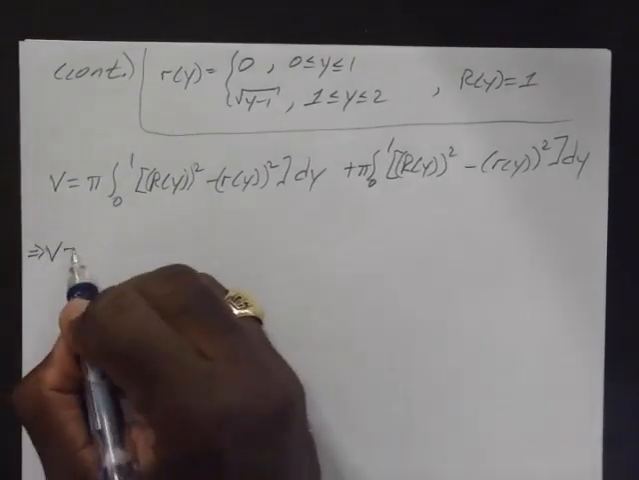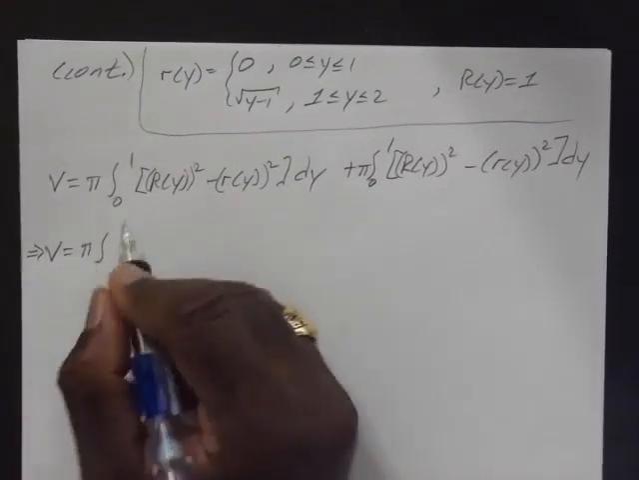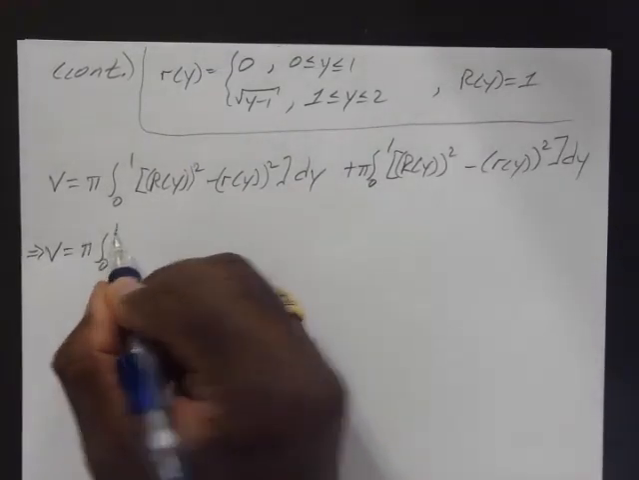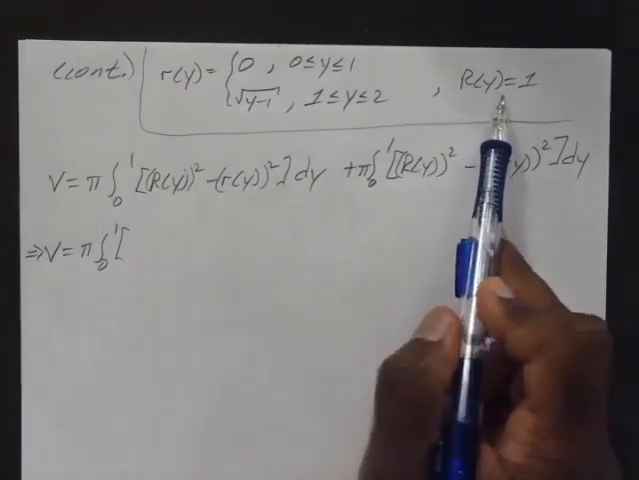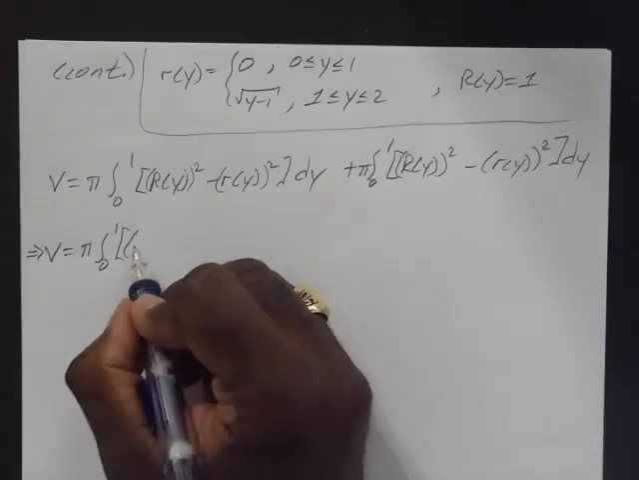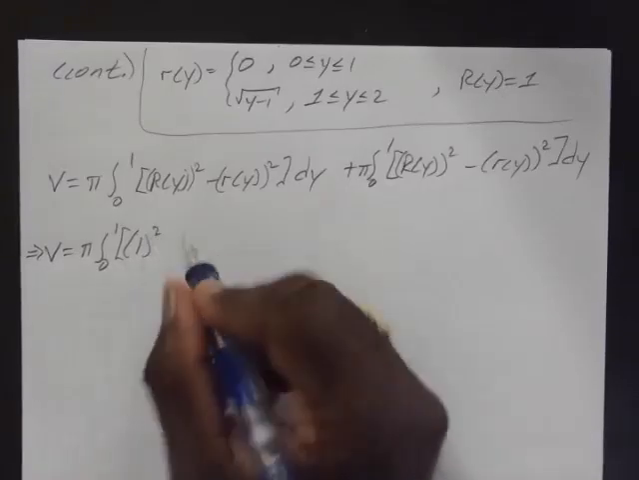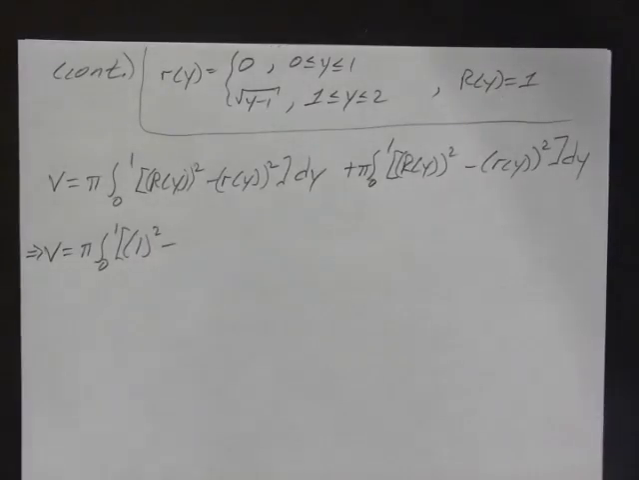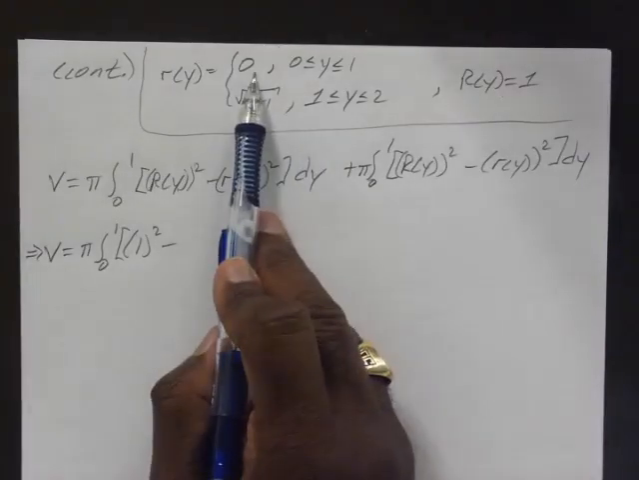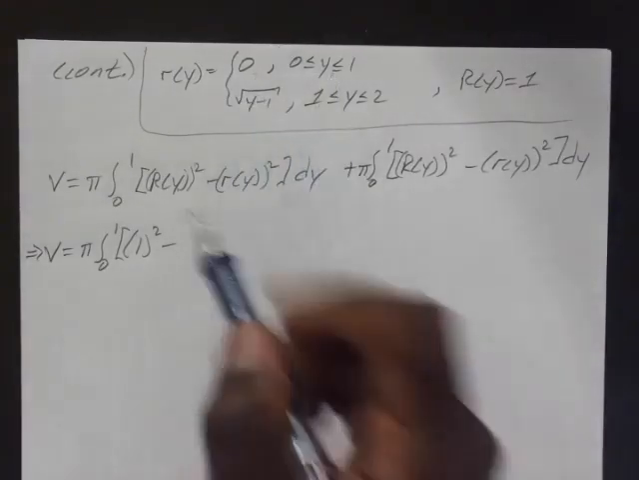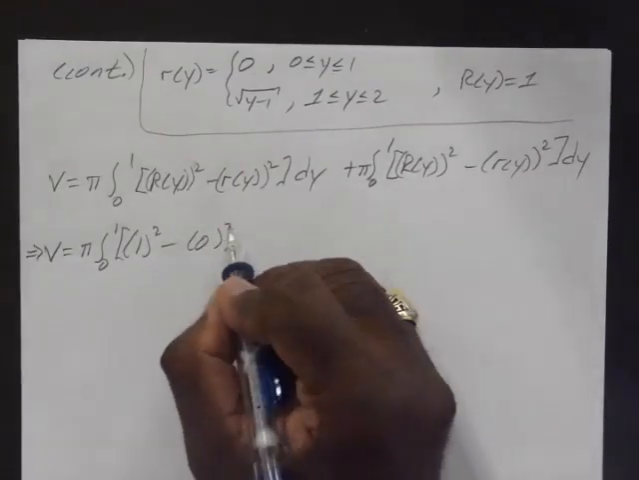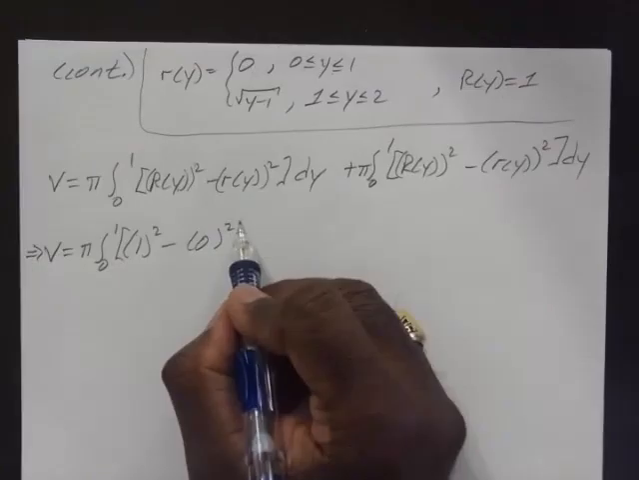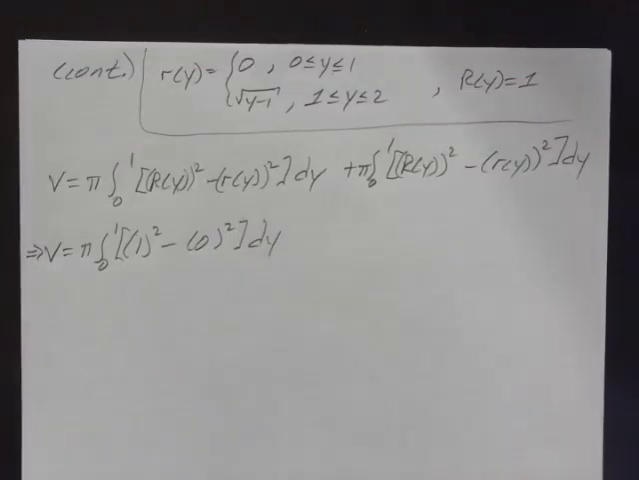All right, so we know that our volume is equal to pi times the integral from 0 to 1. Our outer radius squared is just 1 squared, minus our inner radius squared from 0 to 1, that's just 0 squared, with respect to y.